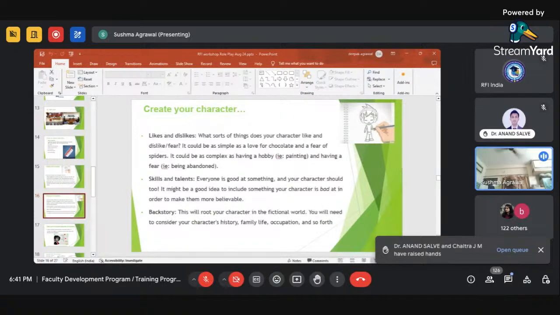The third step to be included while defining the characteristics is likes and dislikes. Now, again, it is not necessarily required that all likes should be positive and all dislikes should be negative. No, it can't be like that.